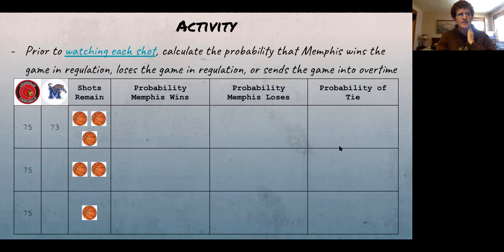So we've already calculated the first one prior to watching any shot. And I think I'm going to skip over actually watching the videos of this because it won't come through much anyway. Prior to each shot going in, we want to figure out the probability that Memphis wins, loses, or ties. Before the very first one, we've already worked out these probabilities, so I'm just going to copy them down. The probability of tying was 0.435. The probability of winning was like 0.37, and this was like 0.191. Close enough to that.